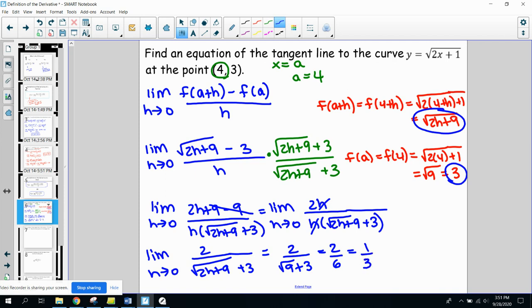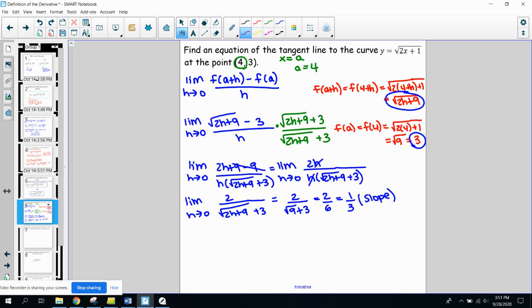So we found the derivative at 4. When x is equal to 4, we found the derivative of that function because we found the slope. So I'm just going to put in parentheses here that that is the slope. Now, if the question was just find the derivative, we did it. Great. But we want to find the equation of the tangent line. So we know that the derivative is the slope of the tangent line. So 1/3 is our slope.